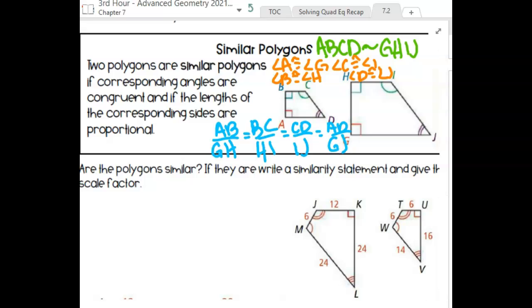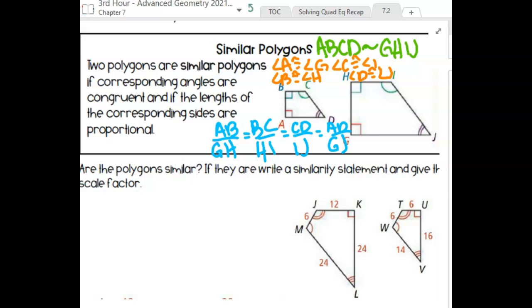Now what's nice about these is you don't even necessarily need the picture. The picture's nice, but sometimes the picture's not oriented the same, one's flipped or turned the other way. You really just need the similarity statement. You don't have to have the pictures. I know from the similarity statement alone, A is congruent to G, B is congruent to H, C is congruent to I, D is congruent to J, just because of the order. I also know AB corresponds to GH, because they're both the first 2 letters. You see that? And BC corresponds with HI, and you could go on.